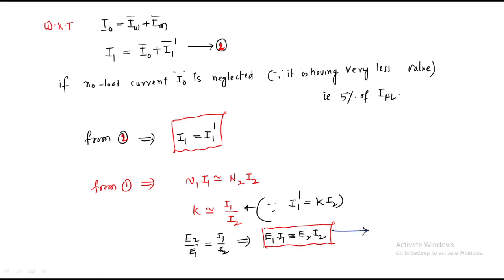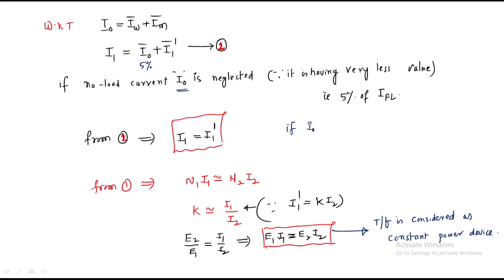So from this we can conclude that the transformer is considered as a constant power device. So if I0 is neglected, of course, what is the magnitude of I0? Only it is 5% of full load only. The remaining 94% or 95% of current is nothing but I1 dash only. There is not much change between I1 and I1 dash. Approximately these two are equal only. If it is neglected, obviously these two are exactly equal. If it is not neglected, approximately these two are equal.